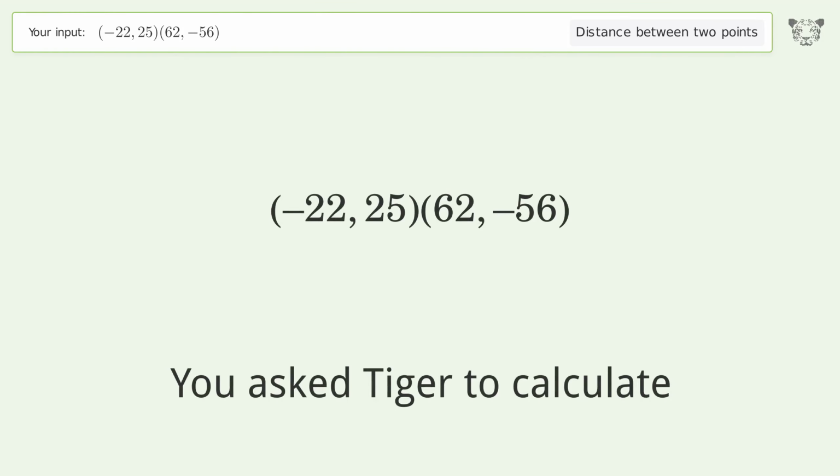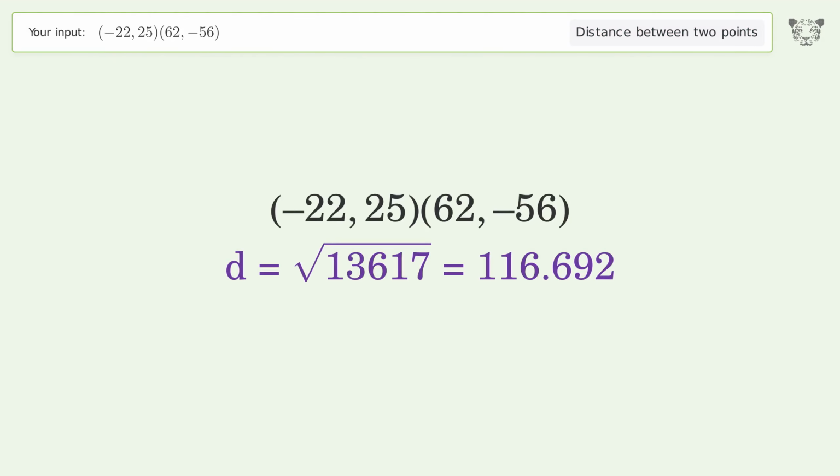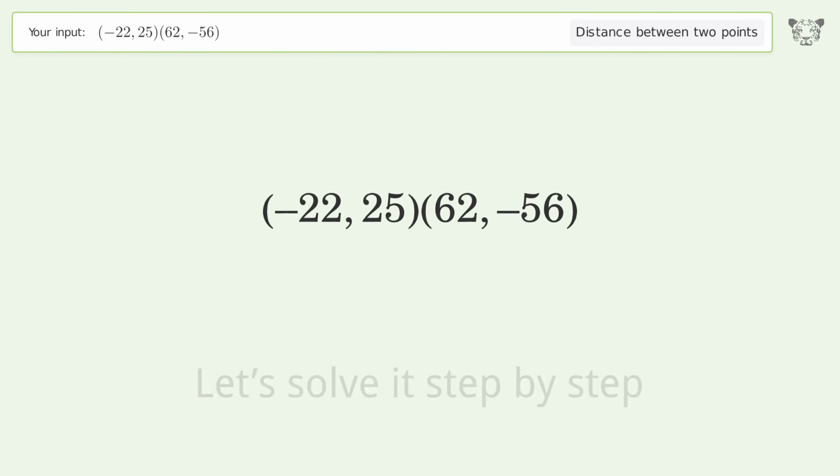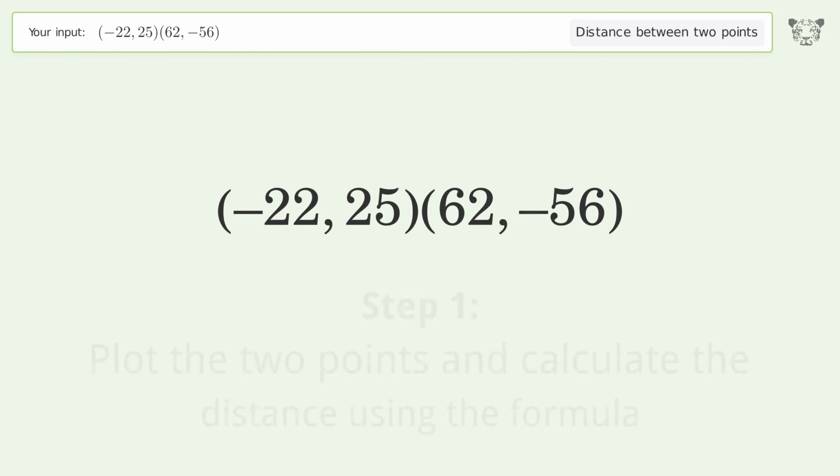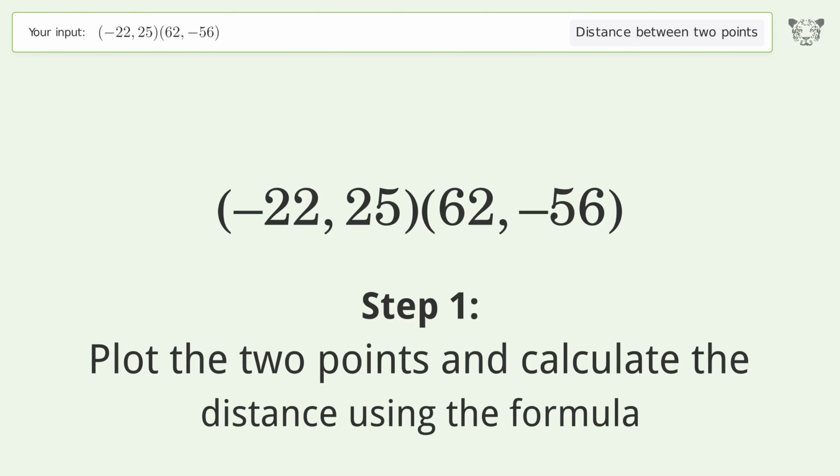You ask Tiger to calculate. This deals with the distance between 2 points. The distance between the 2 points is the square root of 13,617, or 116.692. Let's solve it step by step. Plot the 2 points and calculate the distance using the formula.